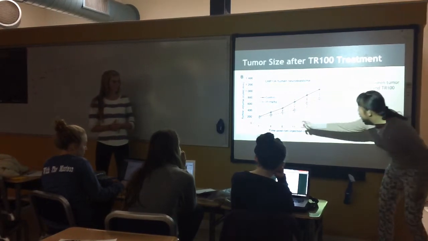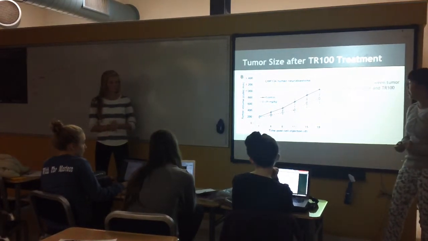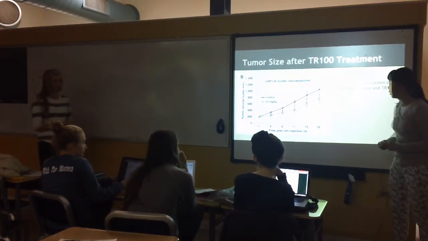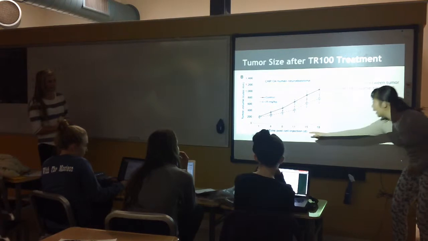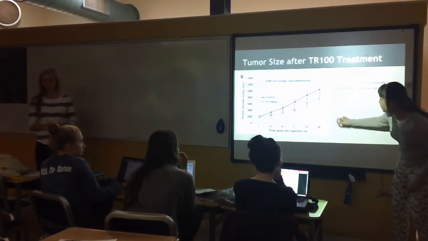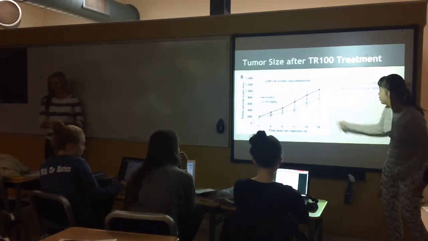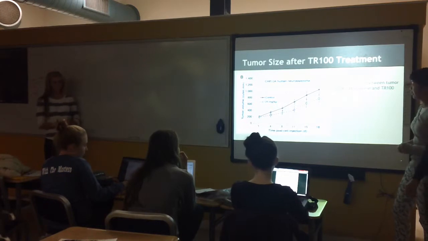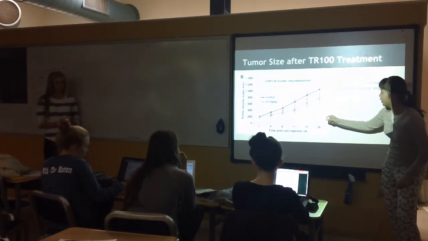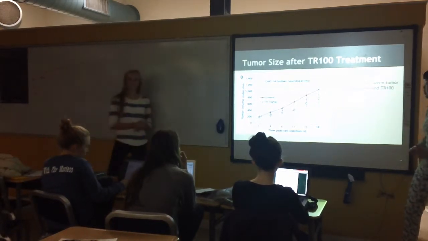So as you can see, the dark line is the control group. It's the group that has not been treated, and the light dotted path is the graph showing time after being injected with TR100. So as you can see, there is a drop in the amount of tumor found in these neuroblastoma cells treated with TR100.